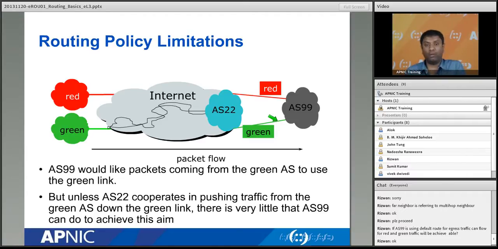And we have already discussed, right, what the disadvantages of default routing are and what the advantages of default routing are. If you need destination specific routing, for example, you can't do it using a default route.